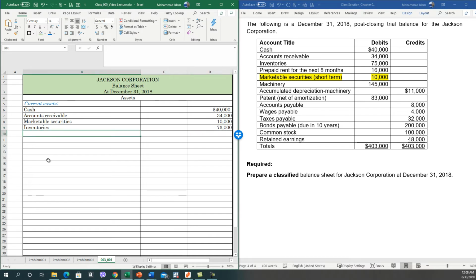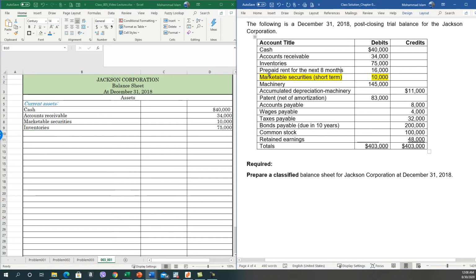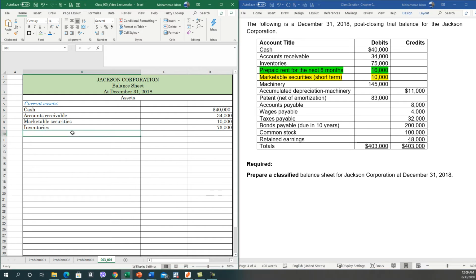And we have another current asset, that is prepaid rent for the next 8 months. This should be used within the next 12 months, so that is why prepaid rent is a current asset. Now this is our total current assets.